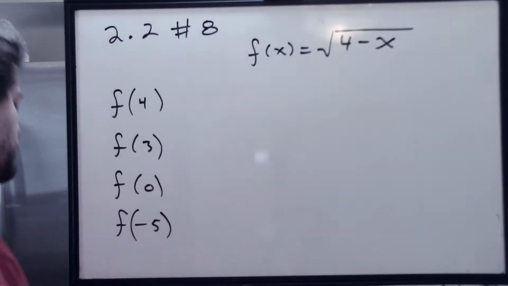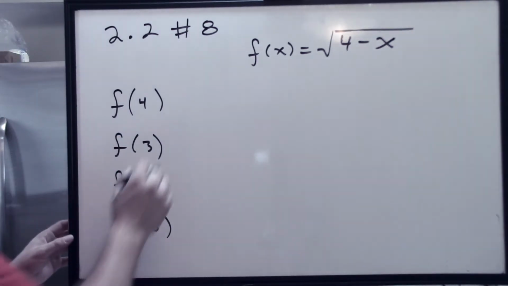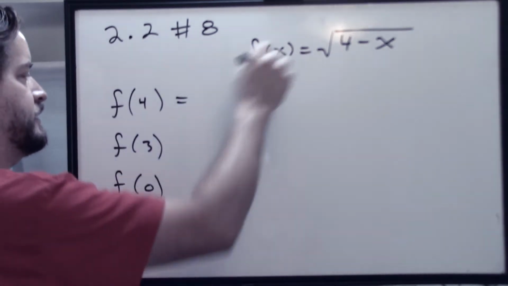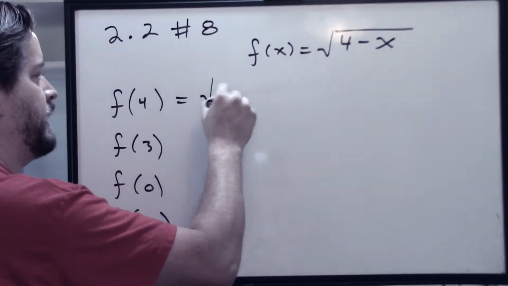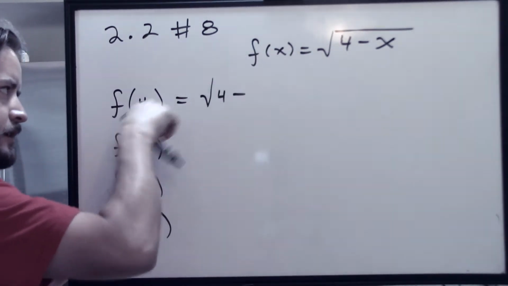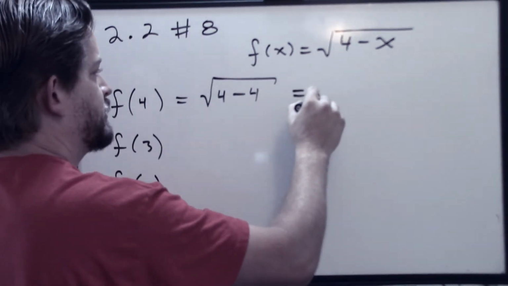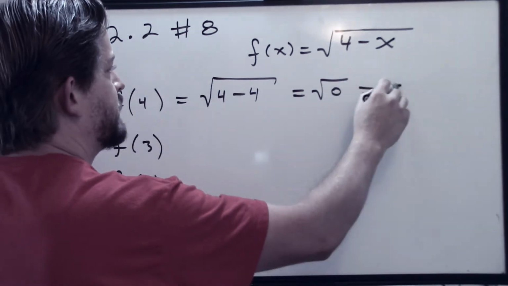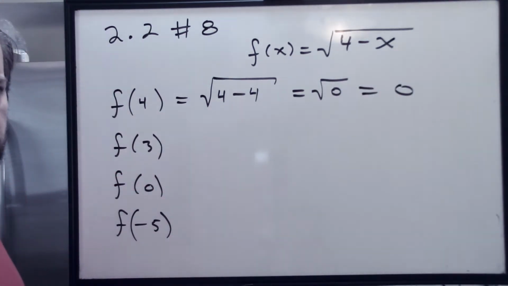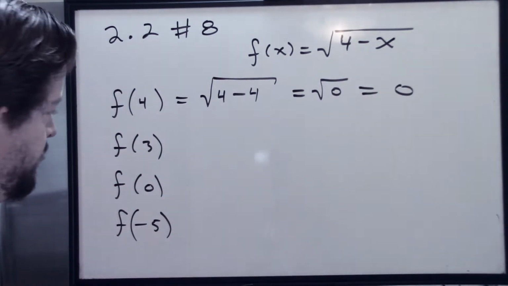Right? So I can just start plugging numbers in, right? F of 4 means take this function, the square root of 4 minus x, but instead of x, replace that x with 4. The 4 minus 4 is 0, so this is the square root of 0, and that is 0. So there's one of them.